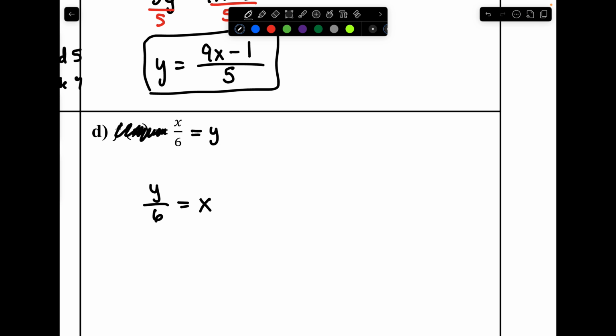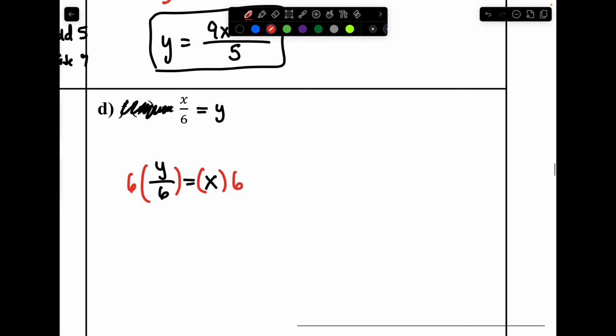And because we have a fraction, again, like the last 3 examples, the way we get rid of the fraction is to multiply by the reciprocal, by multiplying by that denominator. So the reciprocal of 1 over 6 is just 6. By doing that, this 6 and this 6 divide out, and we're left with y equals 6 times x.